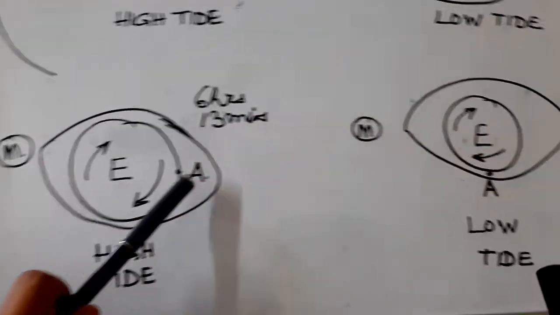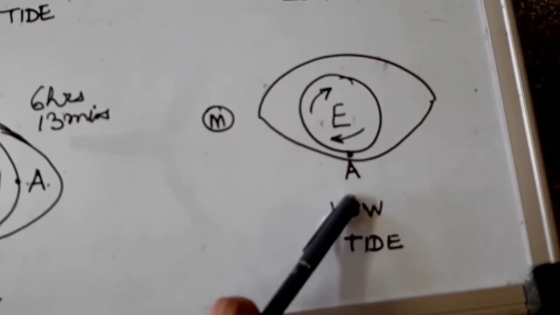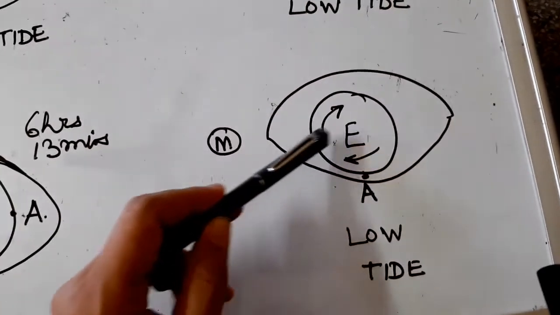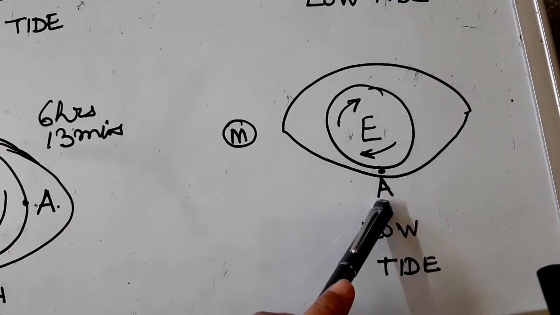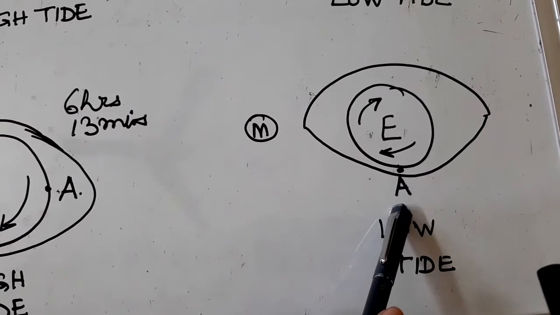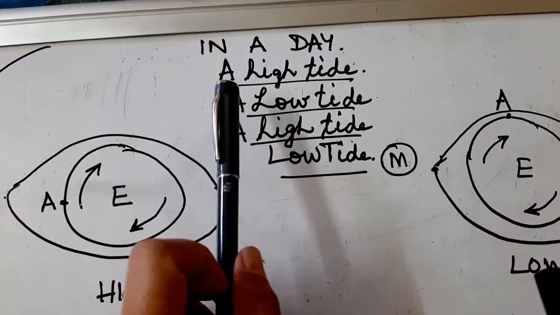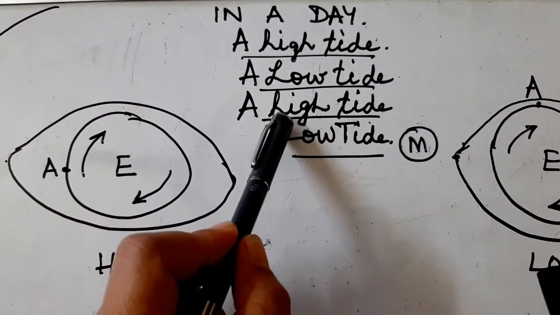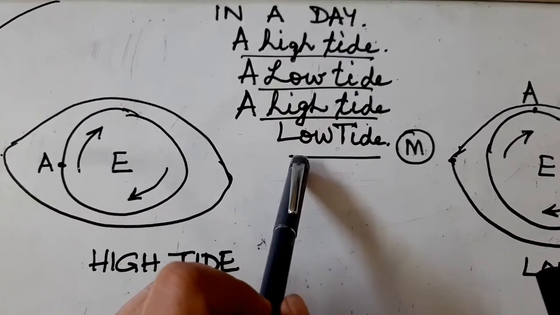And again after 6 hours and 13 minutes, the position of A would have changed. And here again, from the center of the earth, the moon and point A are at right angles. So here the force of gravity of the moon is felt the least. Hence there is a low tide at A. So generally there is a high tide, and after 6 hours and 30 minutes there is a low tide, followed by a high tide again after 6 hours and 30 minutes, and then a low tide.